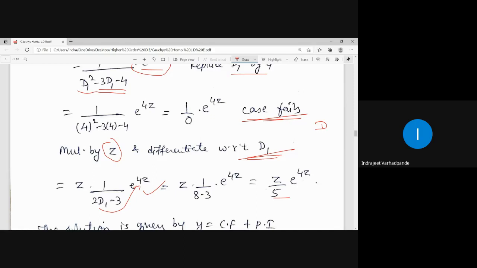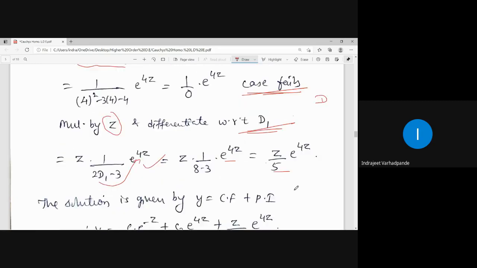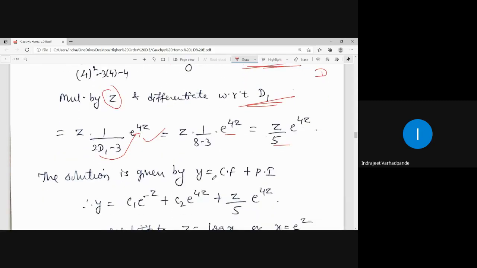Completed? This is how the simplification will go. So accordingly, depending on the RHS of the given differential equation, we can easily find out. So z into 1 upon 5 into e to the power 4z, that is z by 5 into e to the power 4z. Solution is given by y is equal to CF plus PI. Y is equal to c1 e to the power minus z plus c2 e to the power 4z plus z by 5 e to the power 4z.